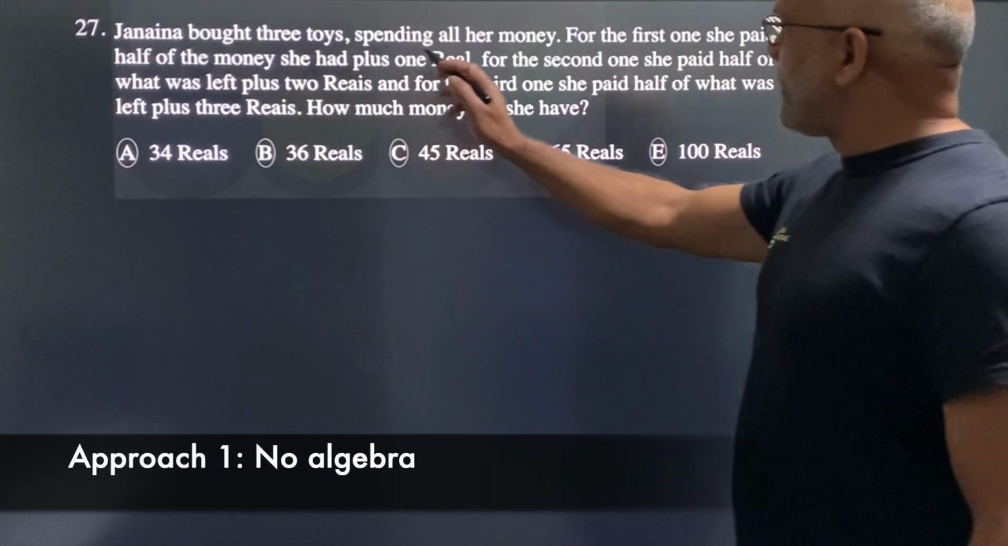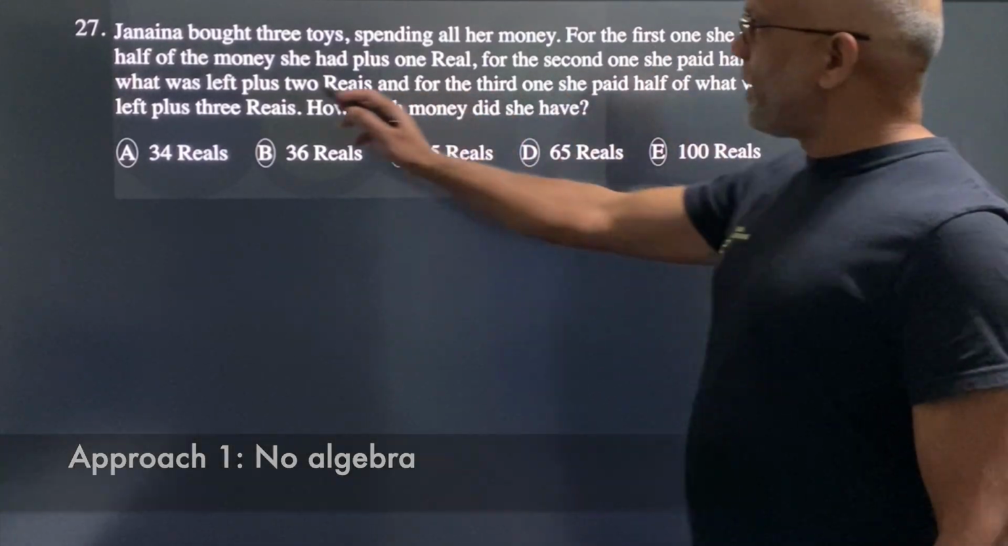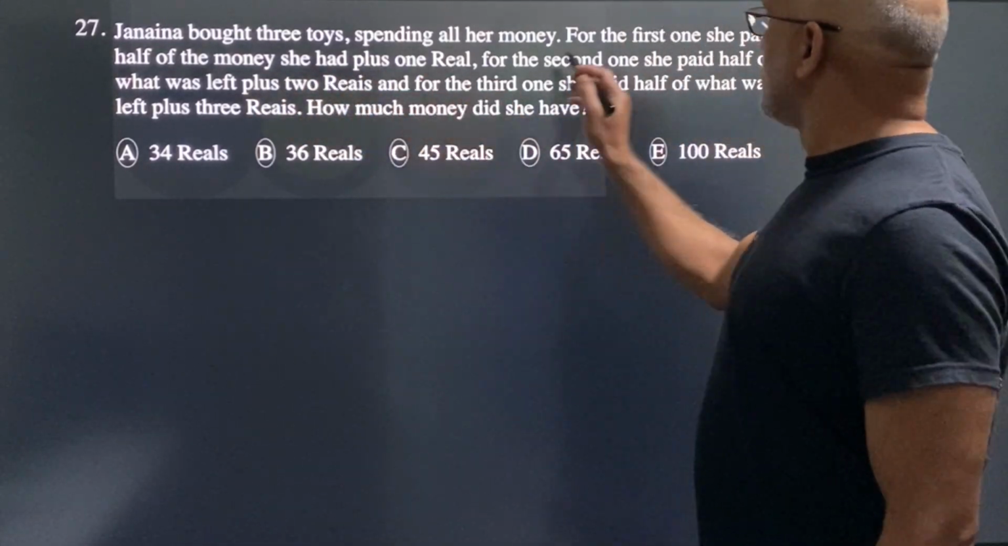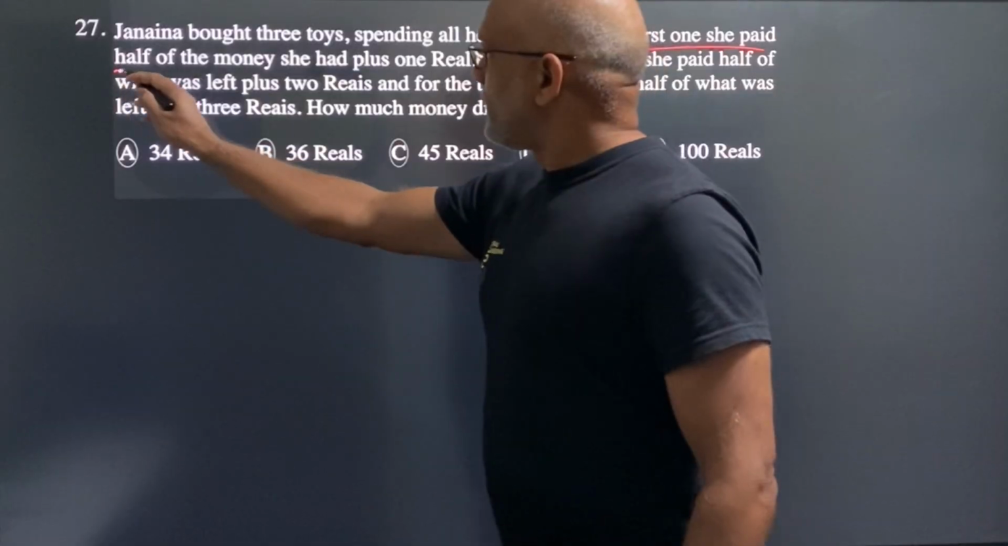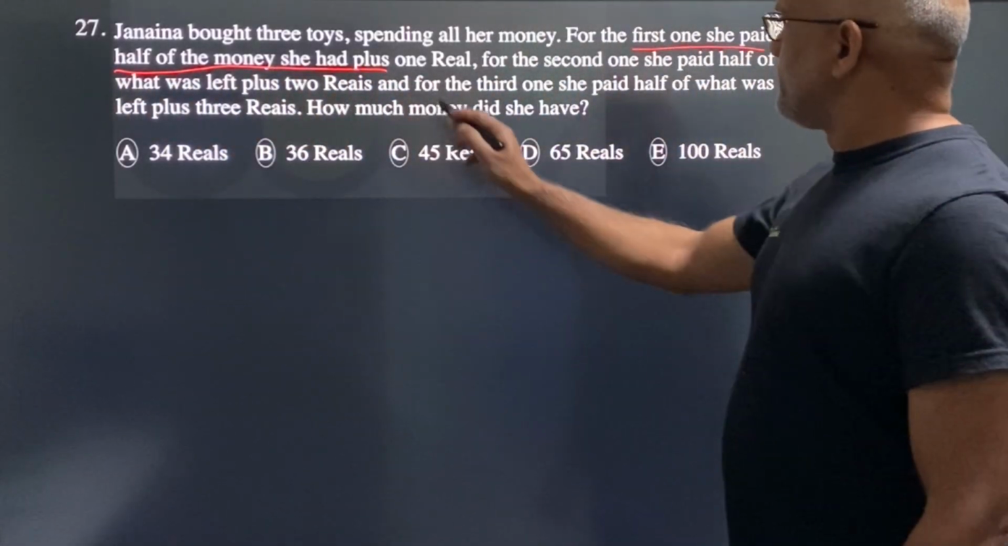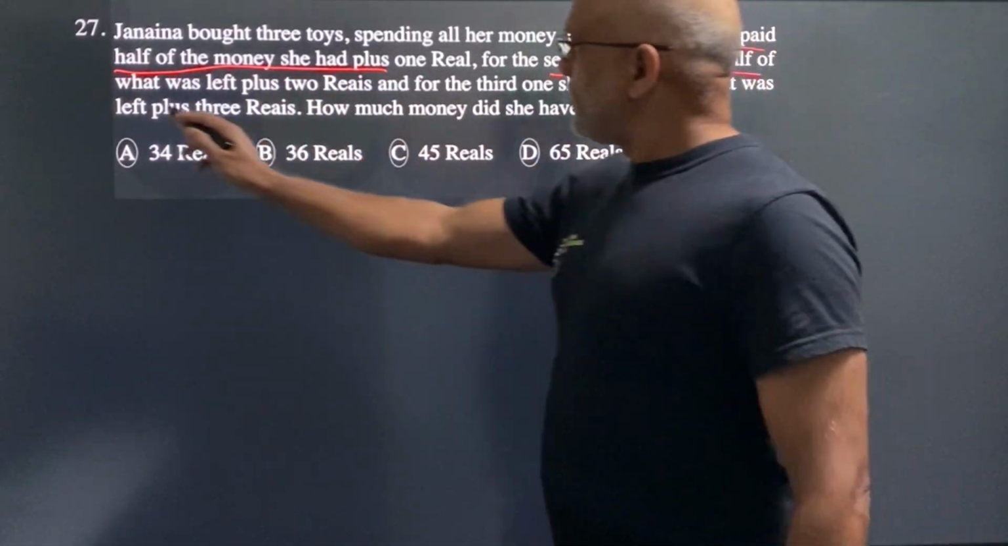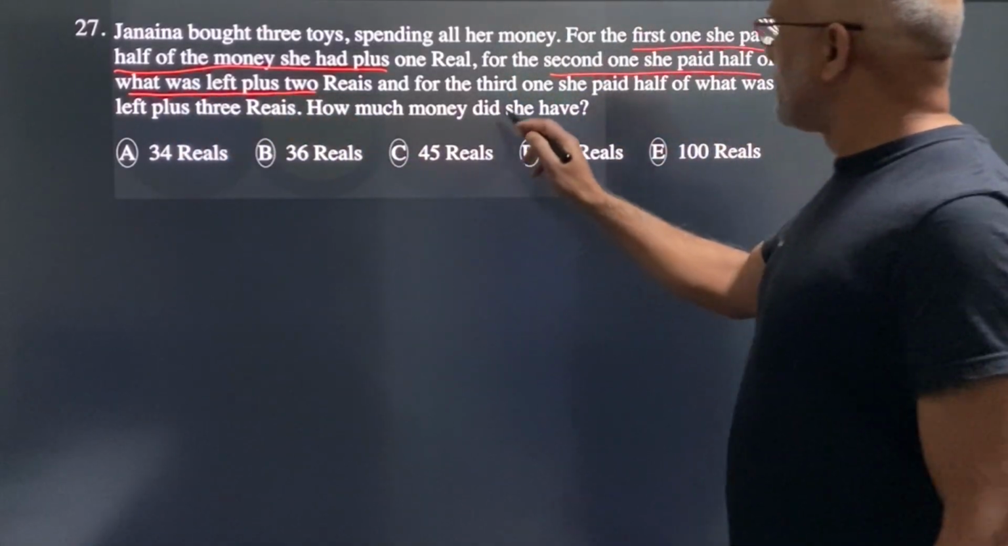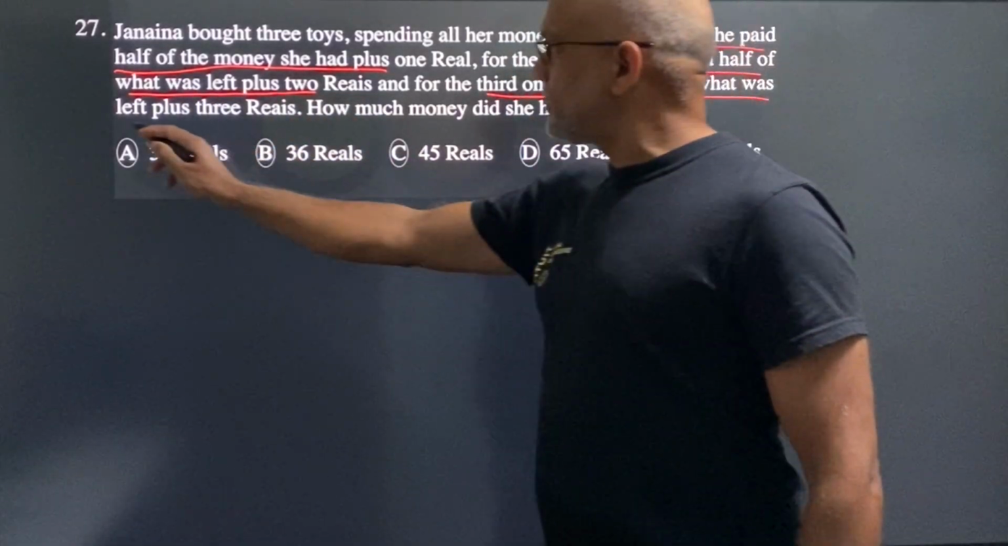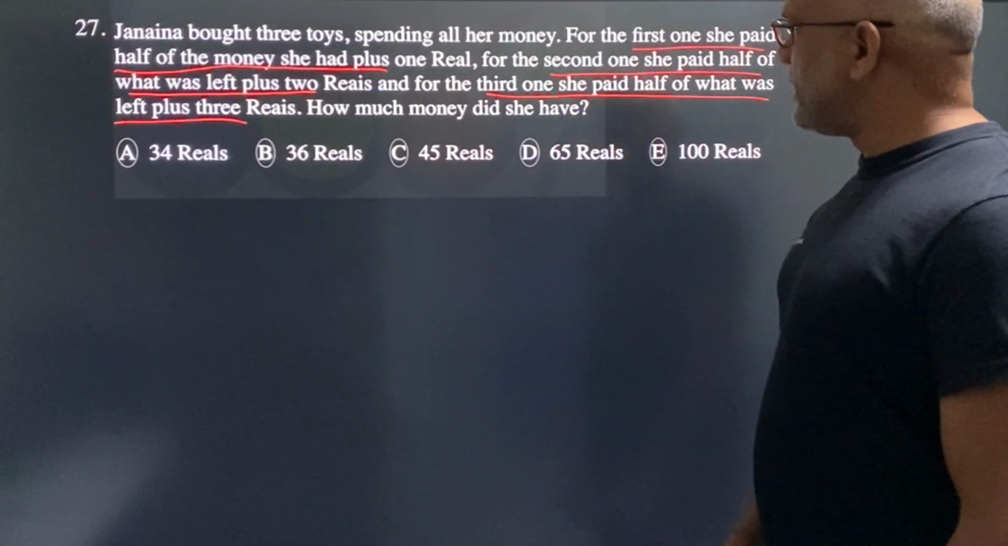Janaina bought 3 toys, spending all her money. For the first one, she paid half of the money she had plus 1. Okay, for the first one, she paid half of the money plus 1. For the second one, she paid half of what was left plus 2. For the third one, she paid half of what was left plus 3. How much money did she have?